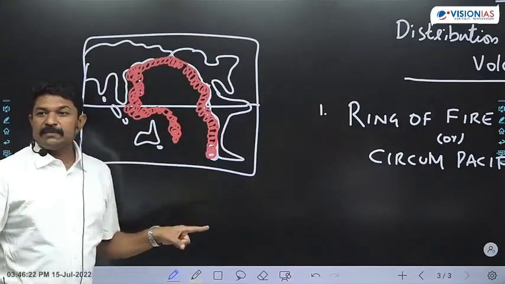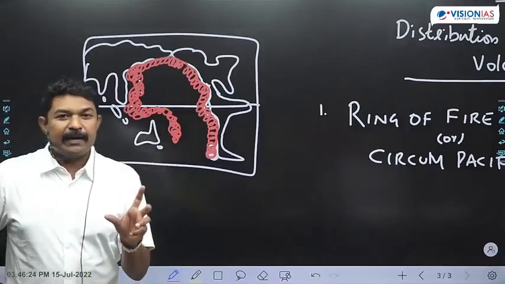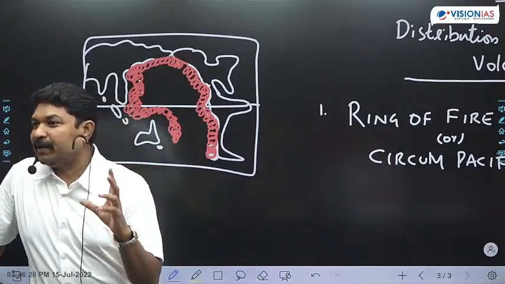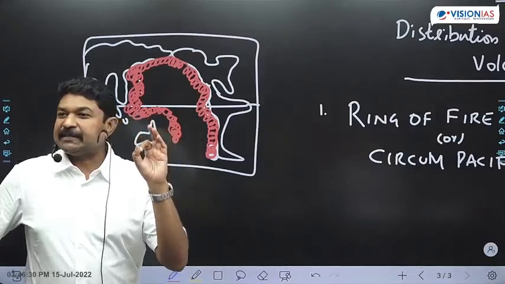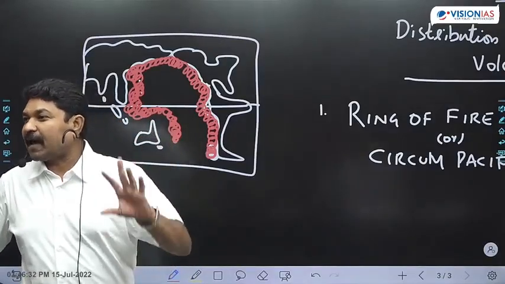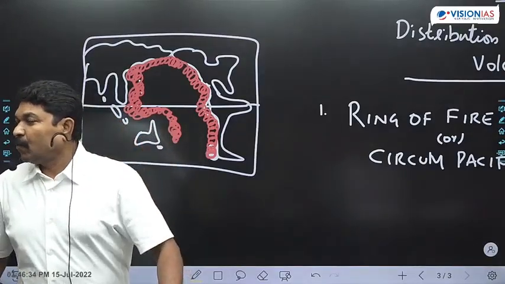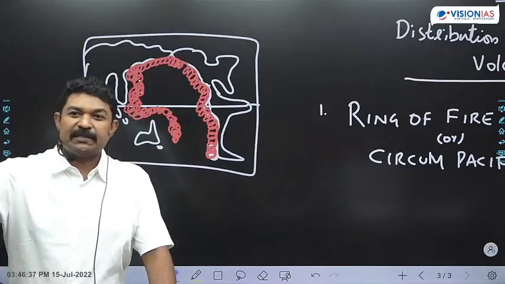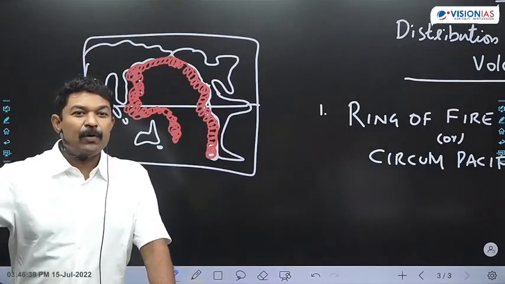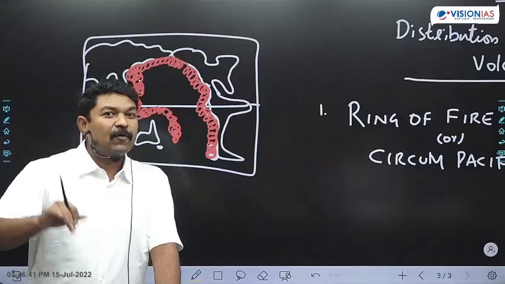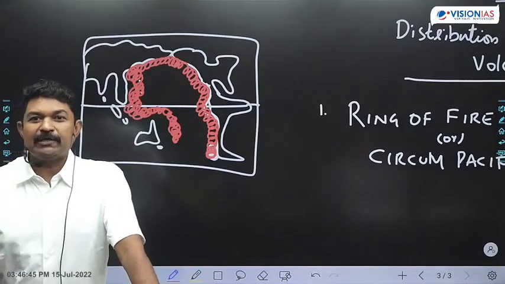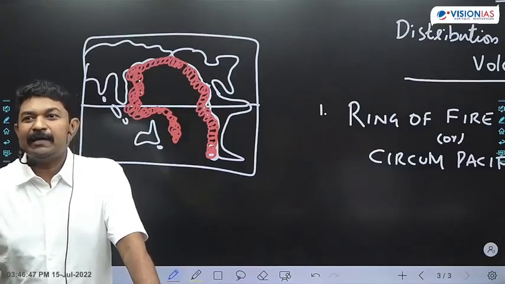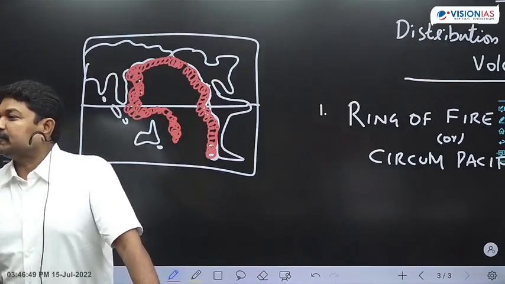In all these areas, when people calculated how many earthquakes and volcanisms are happening, they could see that more than 68% of the world's volcanism and earthquakes are happening only there. What they can calculate is how much percentage is happening. But what they did not know at that point of time was why they are happening there. When the geographer is not giving the answer of why, it's an insult to the geographer.